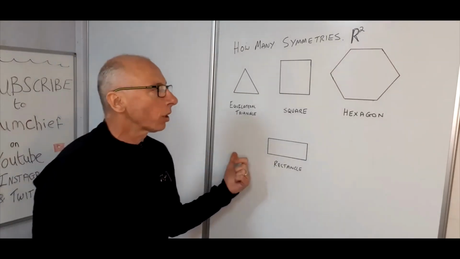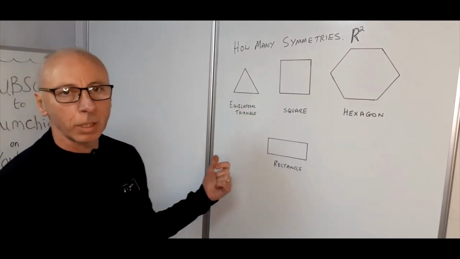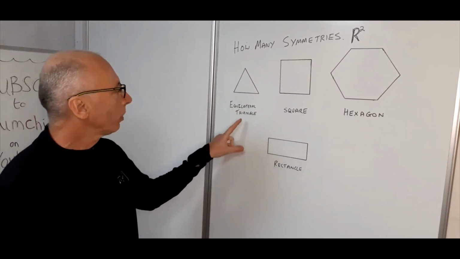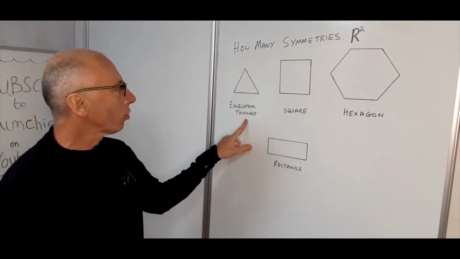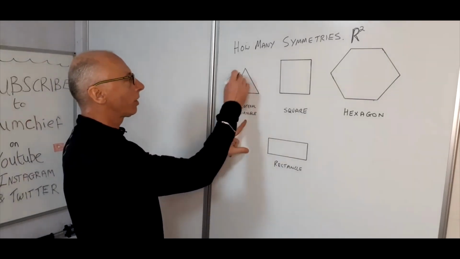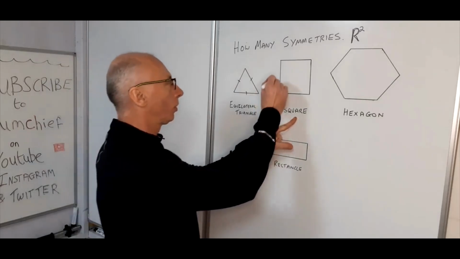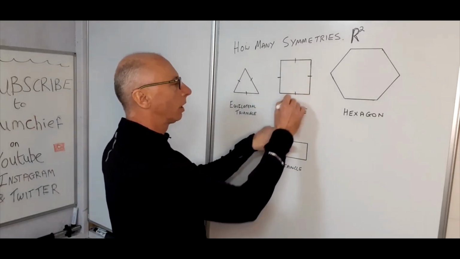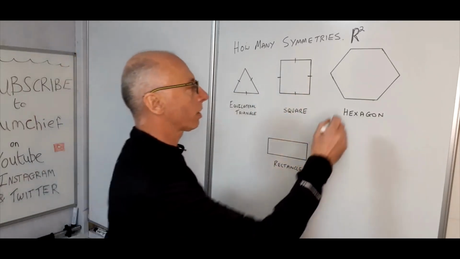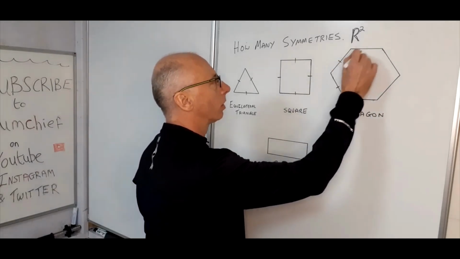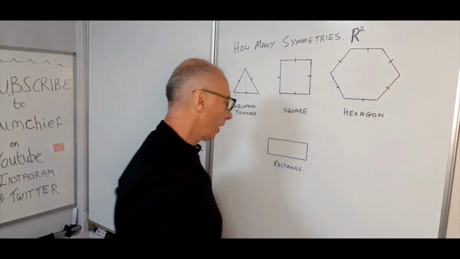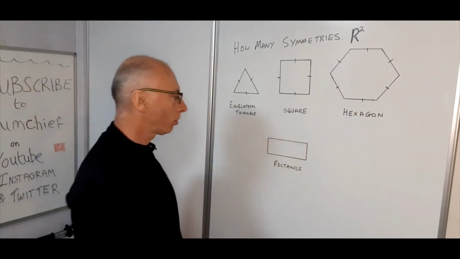Okay, so in this video we're going to look at the symmetries of a two-dimensional shape, and we've got four examples here. An equilateral triangle, so all sides are equal. We've got a square, four sides equal. We've got the hexagon, six sides all equal. And here we've got a rectangle with only two sides equal.